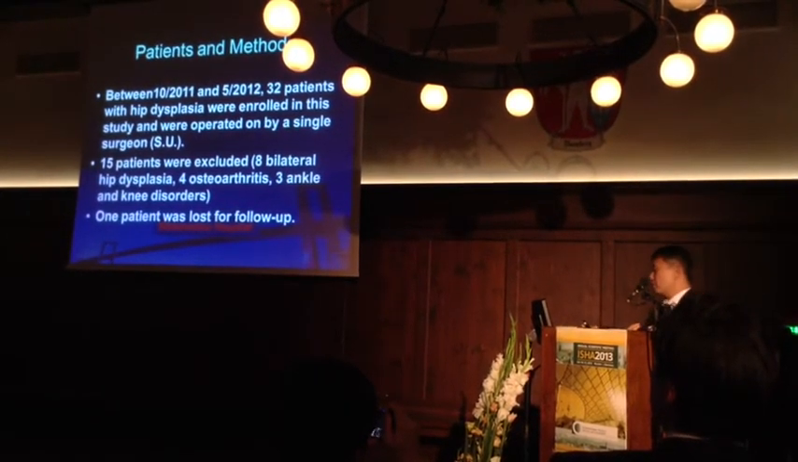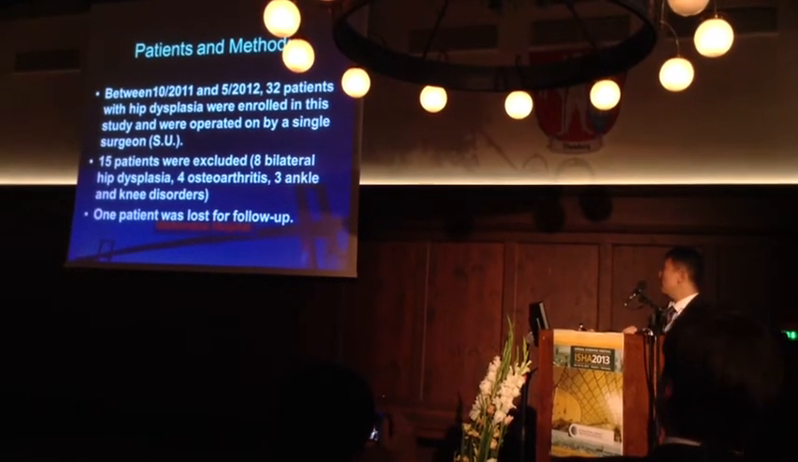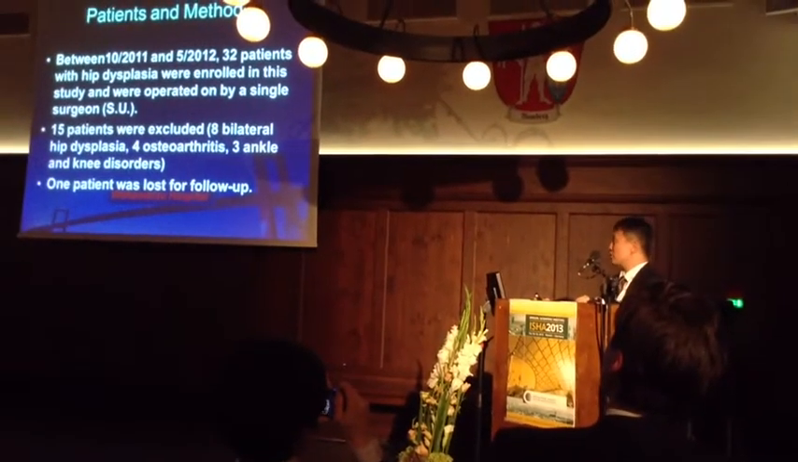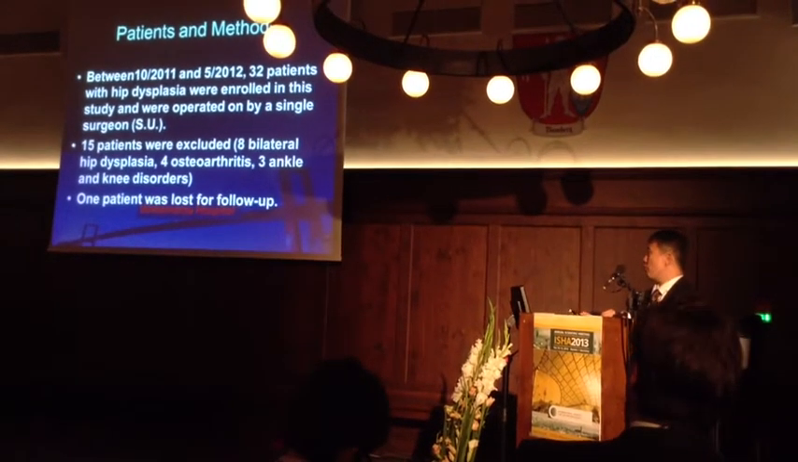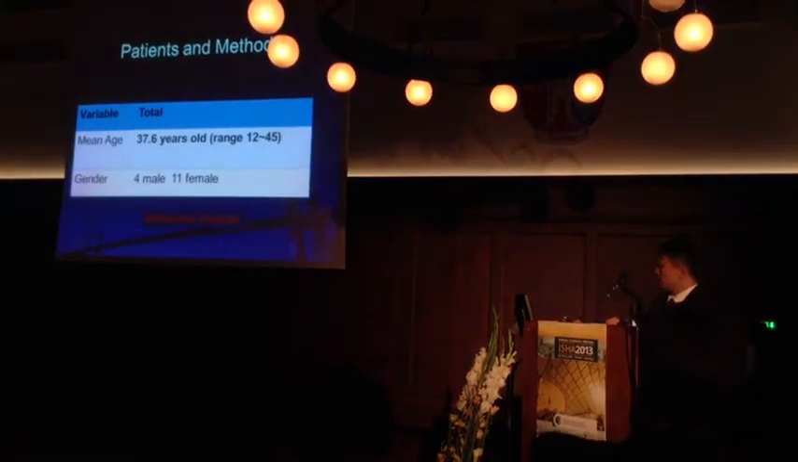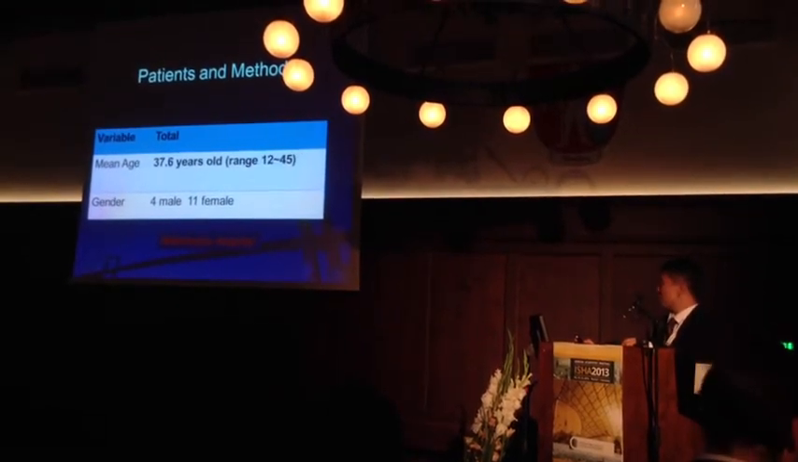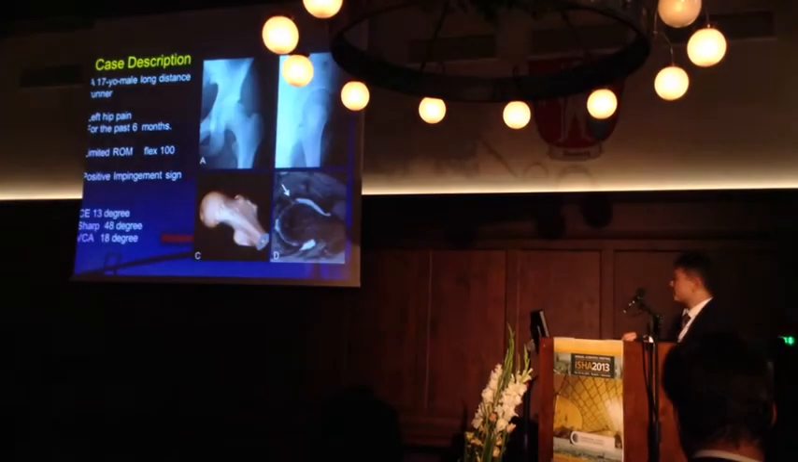So, patients and methods. Between October 2011 and May 2012, 32 patients with hip dysplasia were enrolled in this study. 15 patients were excluded and 1 patient was lost to follow-up. So minimum 1 year follow-up, mean age 37.6, with 4 male and 11 female.